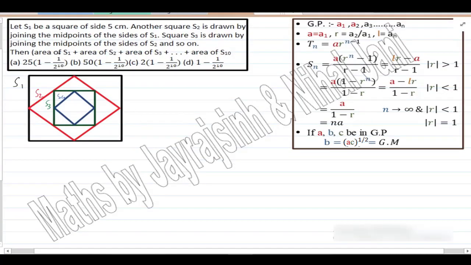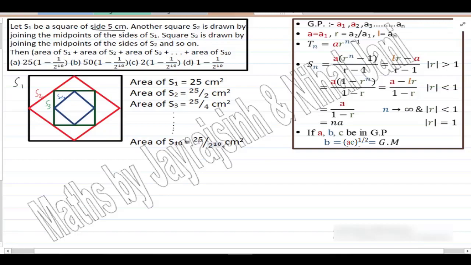Then we have to find area of S1 plus area of S2 plus area of S3 up to area of S10. Now first of all, let's find out the area of the squares. Area of S1 can be easily found from the length of the side. Side is 5 centimeter, so area of S1 will be 25 centimeter square. Now let's find out area of S2, which is formed by joining the midpoints of S1. So it's actually half of area of S1, or we can say 25 by 2 centimeter square. Similarly, area of S3 will be 25 by 4 centimeter square and so on. And finally, our area of S10 will be 25 by 2 raised to 10 centimeter square.